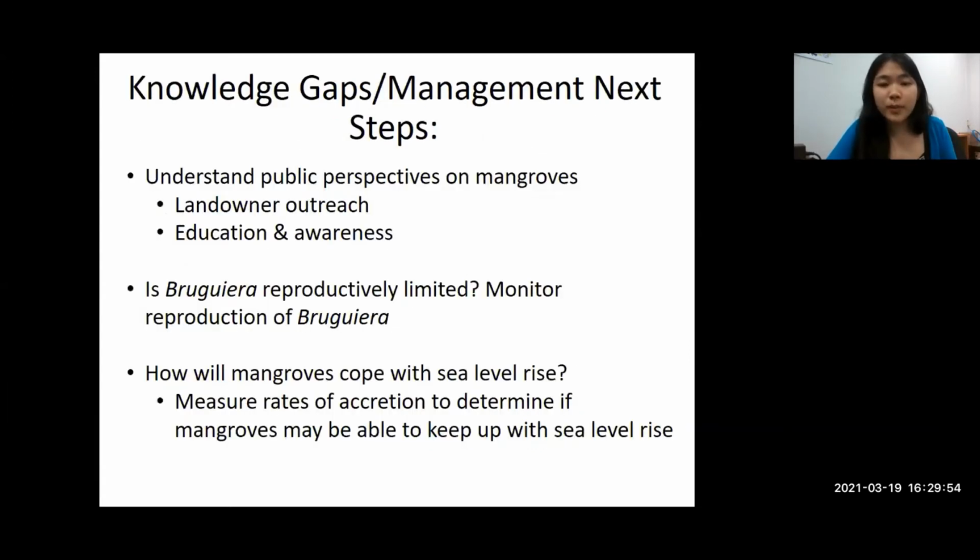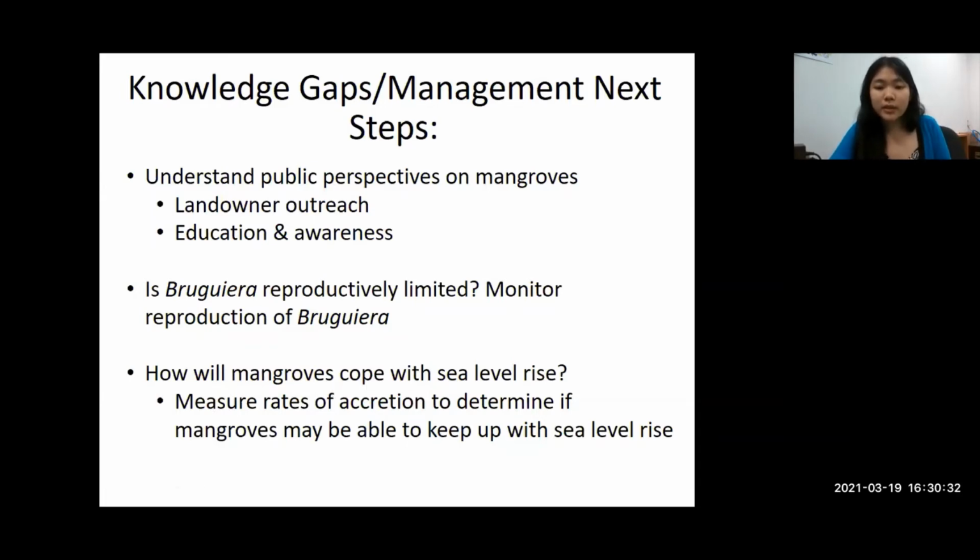So just to review a little bit of what we've talked about so far, we want to understand public perspectives, prevent removal of mangroves, reach out to landowners, not just within their preserve, but also landowners who might have mangroves, and see how we can conserve the mangroves on their property, increase education and awareness about their benefits for producing fish and preventing coastal erosion. We want to monitor our Bruguiera trees and make sure that they're not reproductively limited, that they can support their own population, and if not, support them. And we also want to think about how mangroves are going to cope with sea level rise.